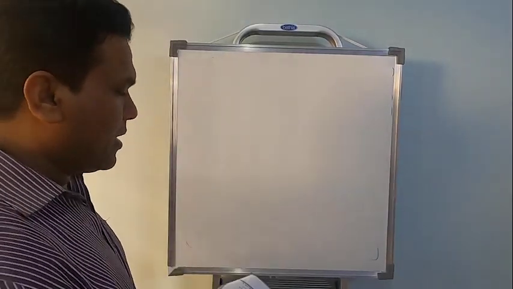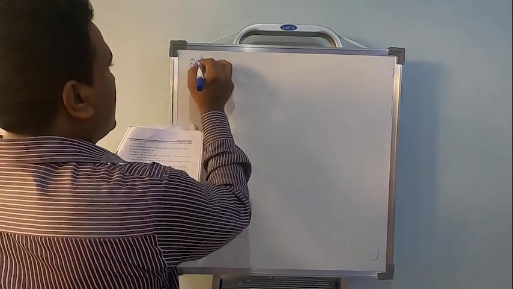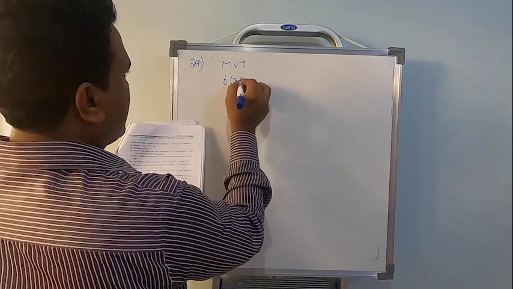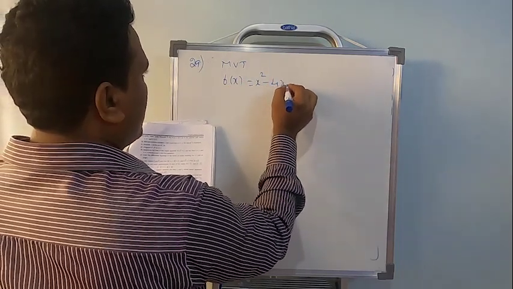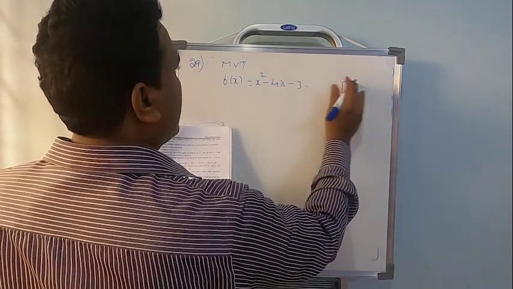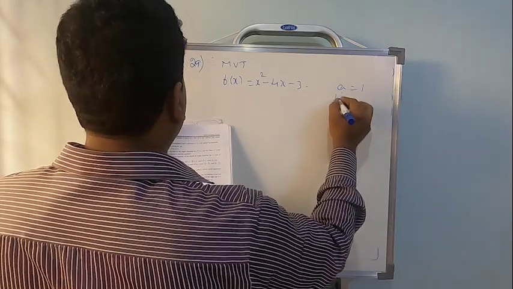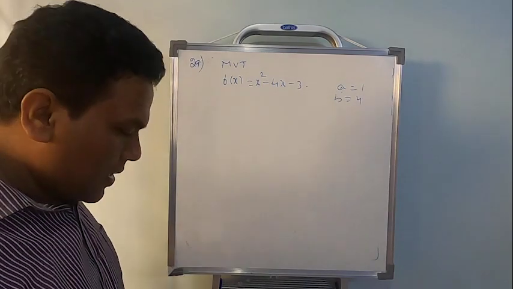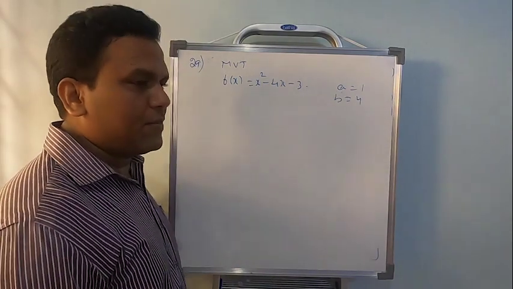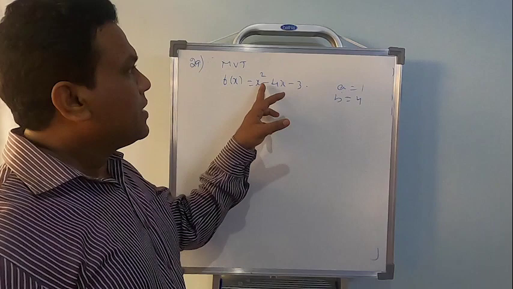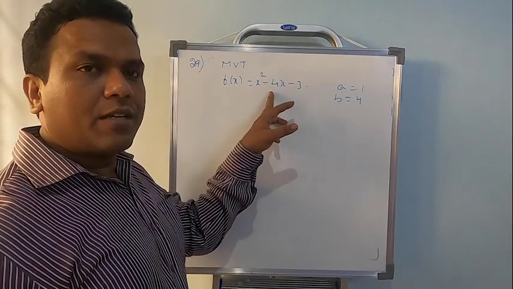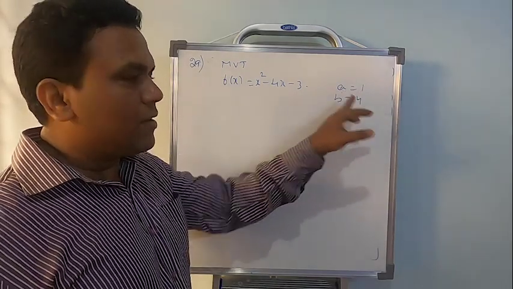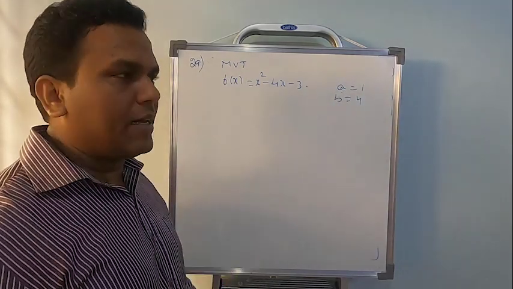So that's 28. Now the 29th one. 29th one is verifying mean value theorem. F of x is given as x square minus 4x minus 3. In the closed interval, they mention something, a equal to 1, b equal to 4. It's a problem based on mean value theorem. So like Rolle's theorem, the first and second condition will remain the same. It's a polynomial, therefore it is continuous in the closed interval 1, 4 and differentiable in the open interval 1, 4. Please repeat the statements like the Rolle's theorem.